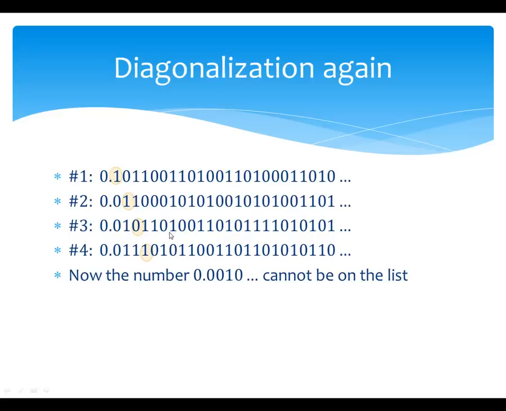That number cannot be on the list by the same argument. It can't be in place number 1 because it doesn't match the first one. It can't be in place number 2 because it doesn't match the second, etc. And let's think about this correspondence.